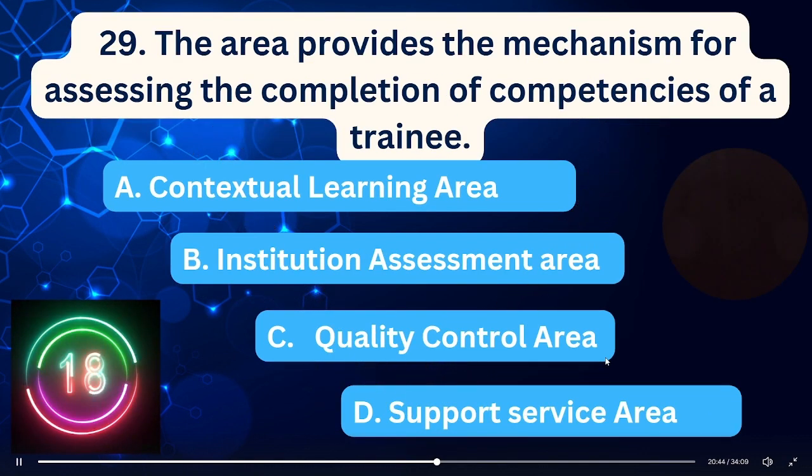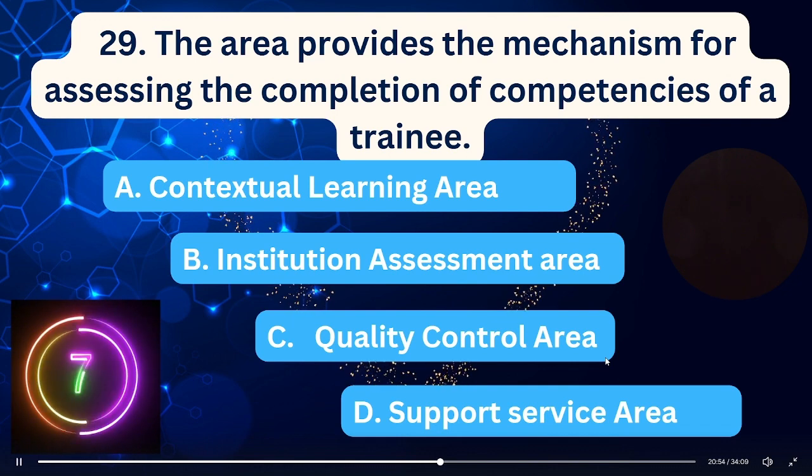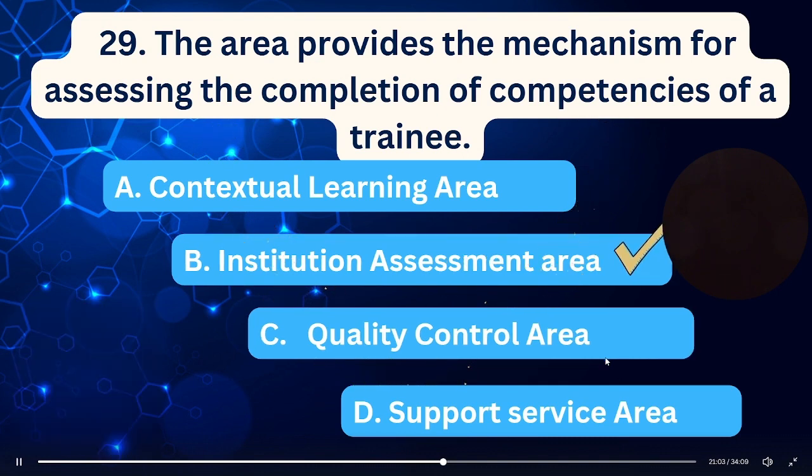Number 29. The area provides the mechanism for assessing the completion of competencies of a trainee. A. Contextual learning area. B. Institution assessment area. C. Quality control area. And D. Support service area. The answer is letter B, institution assessment area. This area provides the mechanism for assessing the completion of competencies of a trainee.